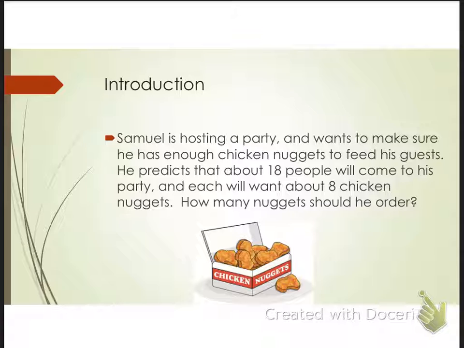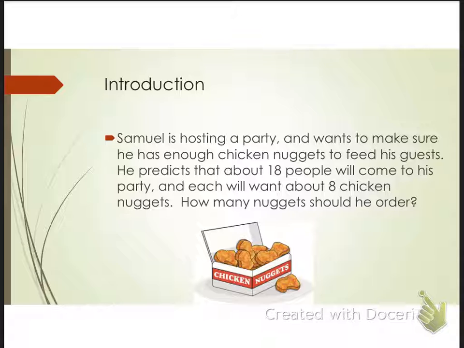Well, you could do the math, and there's nothing wrong with getting an exact answer, but in this case, he's not 100% sure how many people are going to show up, nor how many nuggets each individual will eat. So an exact answer doesn't necessarily make the most sense. What he could do here is simply estimate.